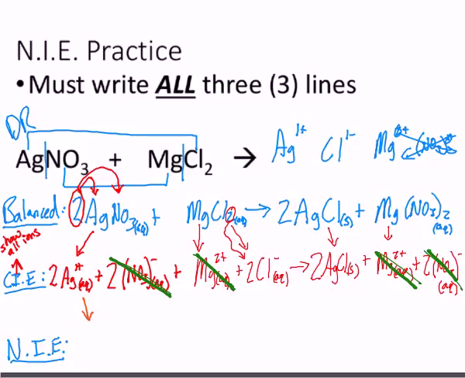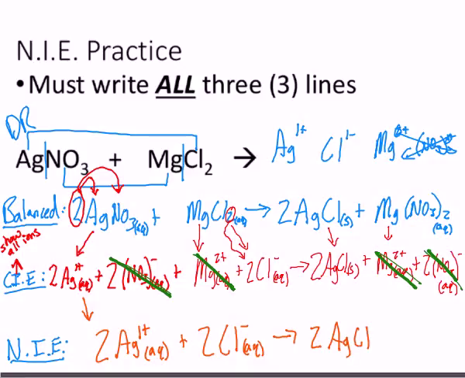You're going to drop it down exactly as you see it. So it's 2 silver ions in the aqueous state of matter plus 2 chloride ions in the aqueous state of matter yields 2 moles of silver chloride. And that's a solid. That is how you write a net ionic equation.